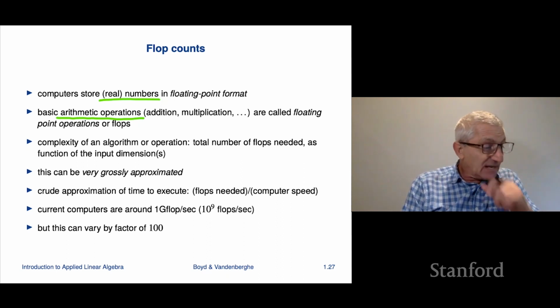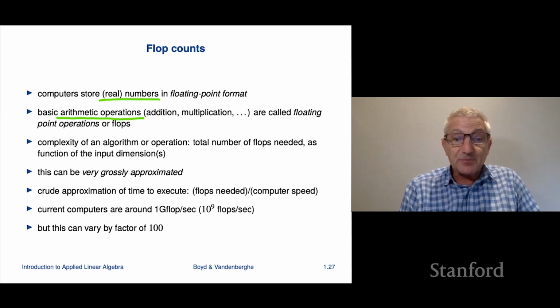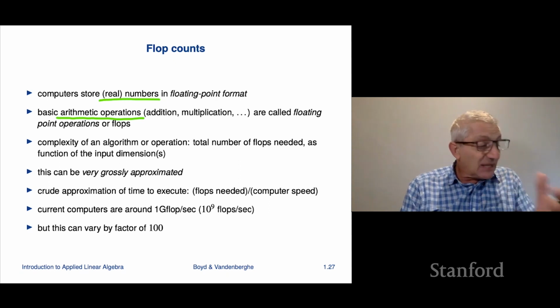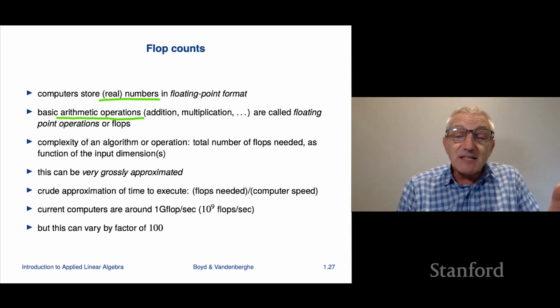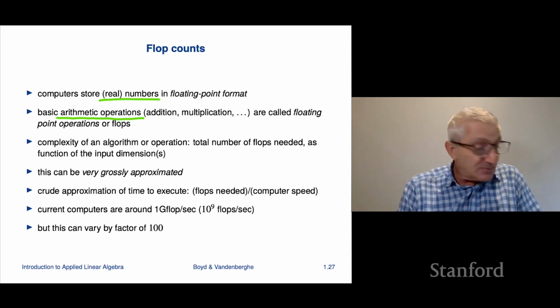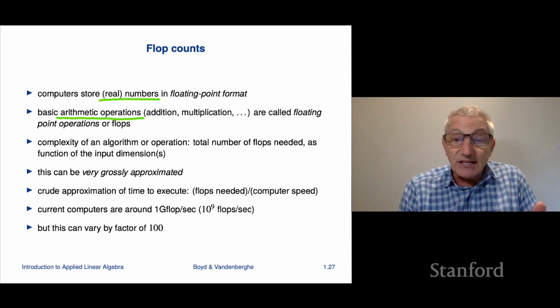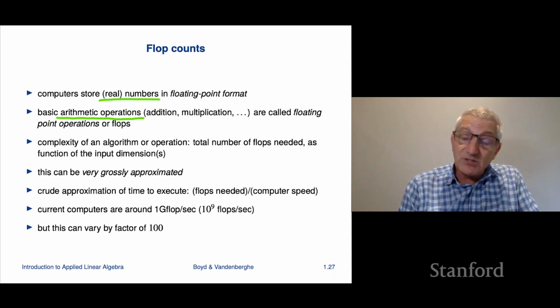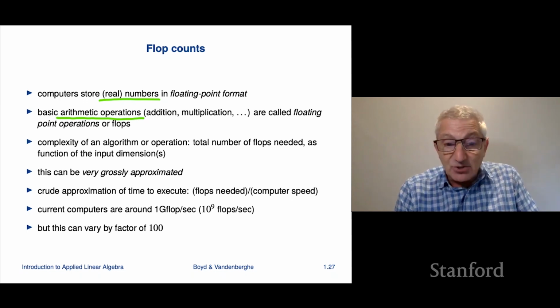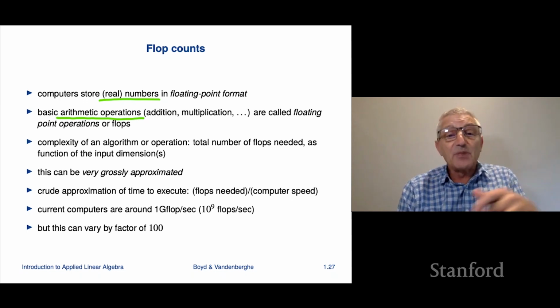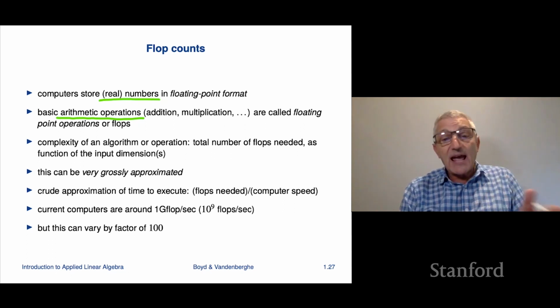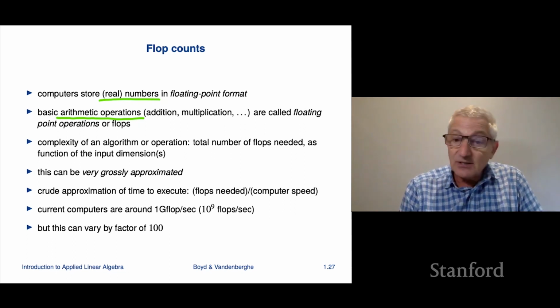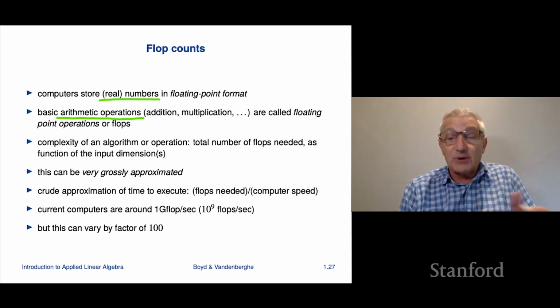Now, when you have an algorithm or an operation, its complexity is judged by simply counting up the total number of flops you're going to need to do. For example, you might count the number of times you have to multiply, add, subtract or divide two numbers, and you add all those together, and that's called the flop count for your operation.